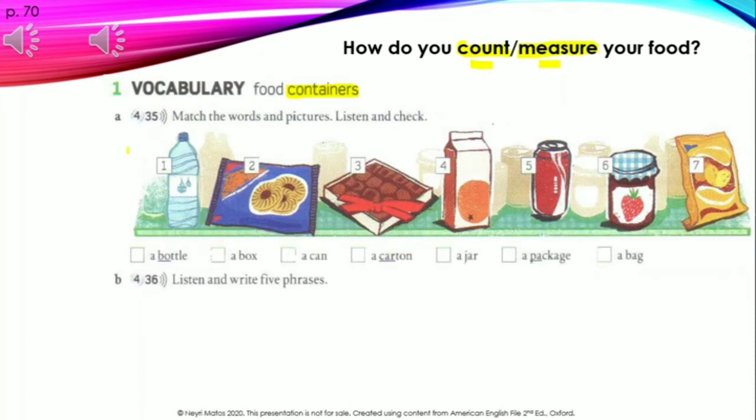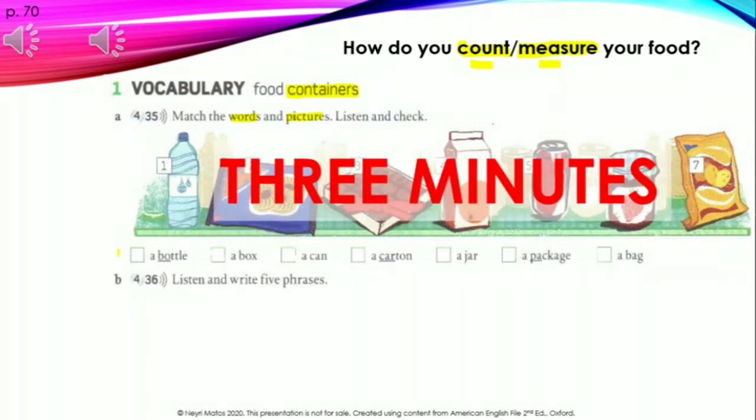So here in number 1, letter A, we have some pictures. So let's give us some time to match the words and the pictures. So let's number these words, so from 1 to 7. So let's take 3 minutes, okay? So pause the video now, pause the video and take 3 minutes to match the words and the pictures.